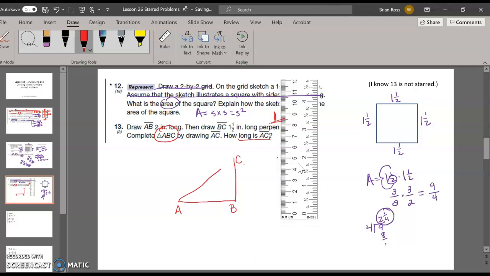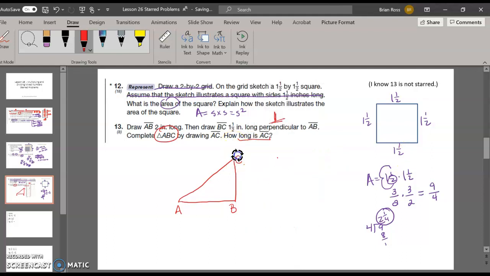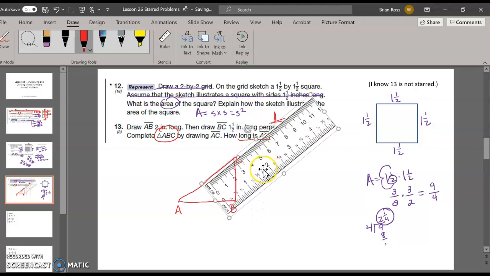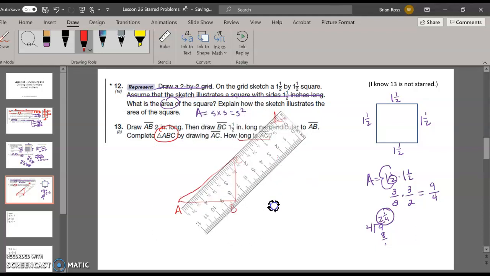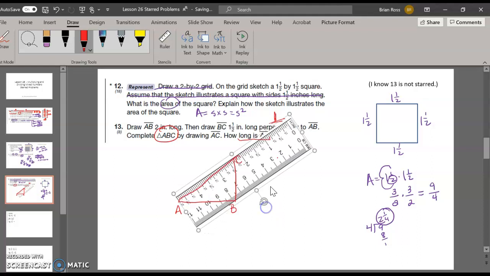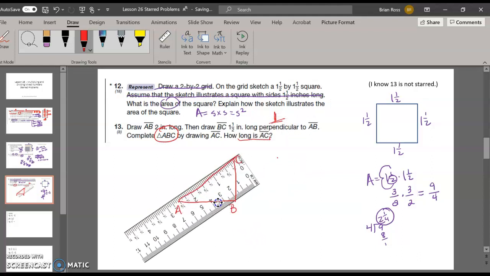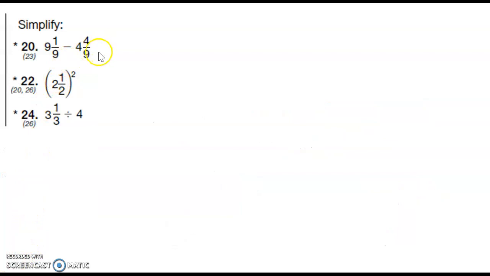AC. And it wants to know how long this is. So let me rotate this. Ooh, mercy. Okay. See if I can get it at least close, because my line is not. Oh, we got to use the correct side. Shoot fire. Okay. And this is inches, and I'm trying to get it there. And it looks like it's 2.5 inches. Okay, so I would say 2.5 inches equals AC. All right, let's continue with our starred problems.